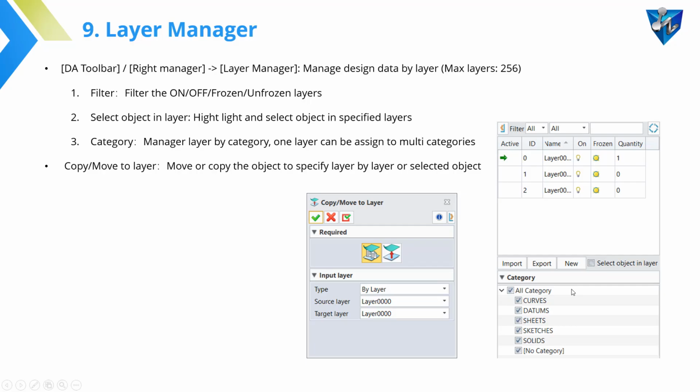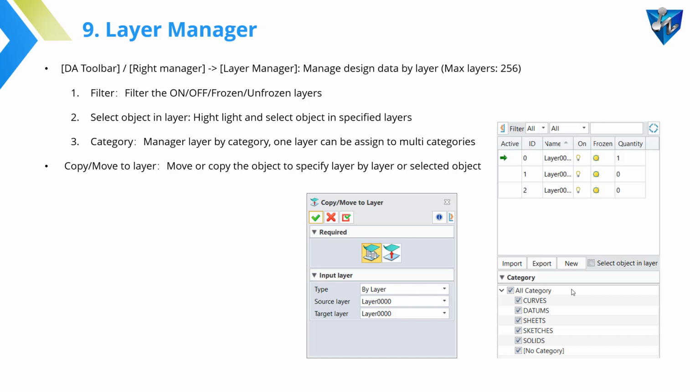The last part I will introduce is the Layer Manager. The Layer Manager can be found under the DA toolbar or the Right Manager. And the Layer Manager is used to manage the design data by layer. In ZW3D, the maximum number of layers is 256.